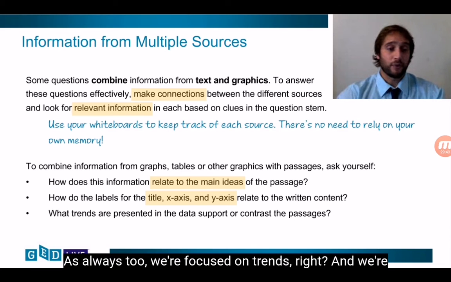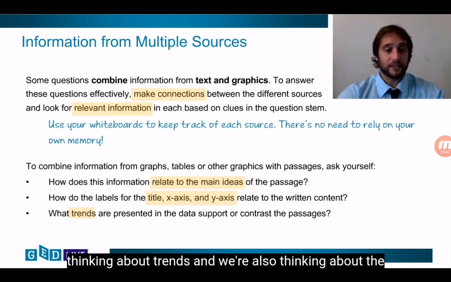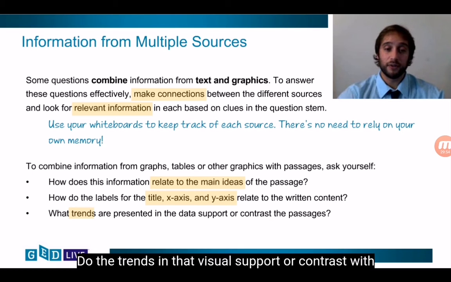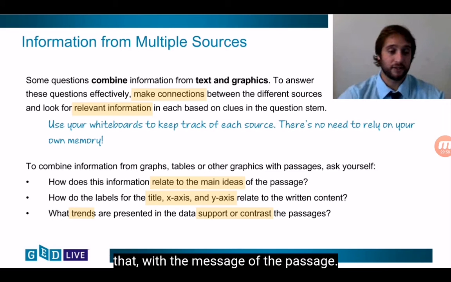As always too, we're focused on trends, right? And we're thinking about trends, and we're also thinking about the relationship between the visual and the passage. Do the trends in that visual support or contrast with the message of the passage?